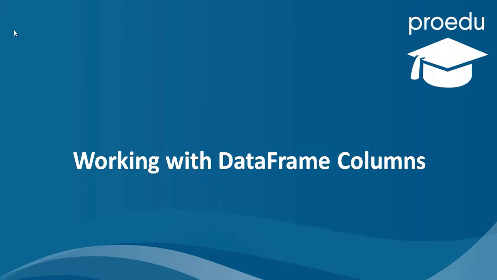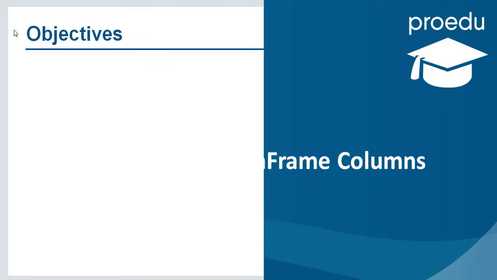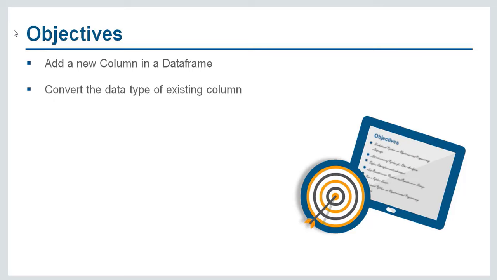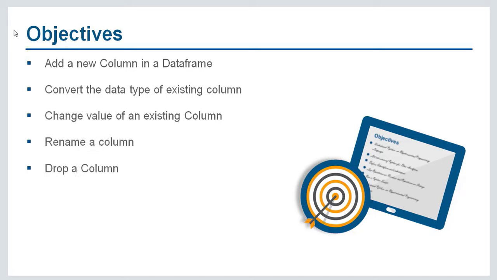In this lecture, we will be working with data frame columns. So let's talk about the objectives. In this lecture, we will understand how to add a new column in a data frame. We will understand how to convert the data type of existing column. We will be changing value of an existing column. We will be renaming a column, and we will understand how to drop a column from a data frame. So let's start.